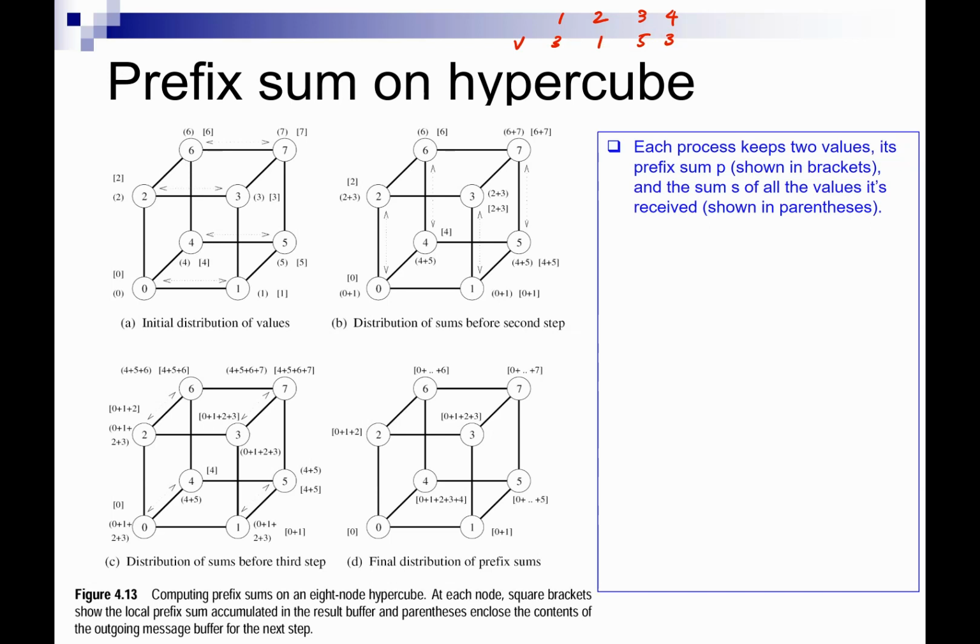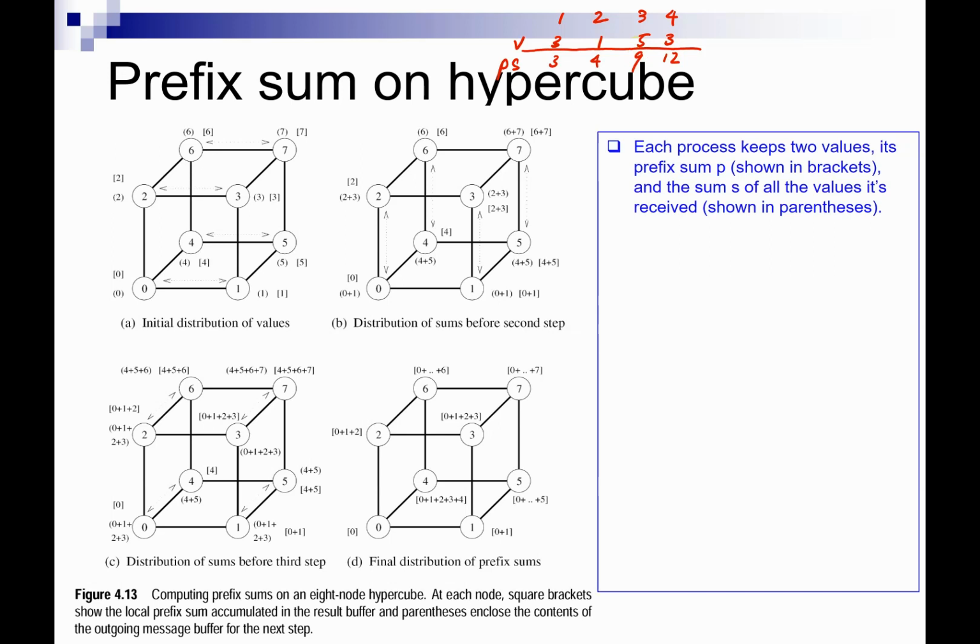Then the prefix sum is that the ith process should get the sum of the first i values. So the first process is just going to get the sum of the first value, which is 3. The second process is going to get the sum of the first two values, which is 4. The third process gets the sum of the first 3 values, and that's going to be 9. And then the fourth process gets 12. So that's what we want to have happen.